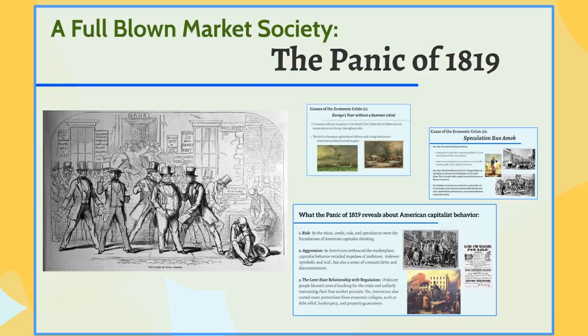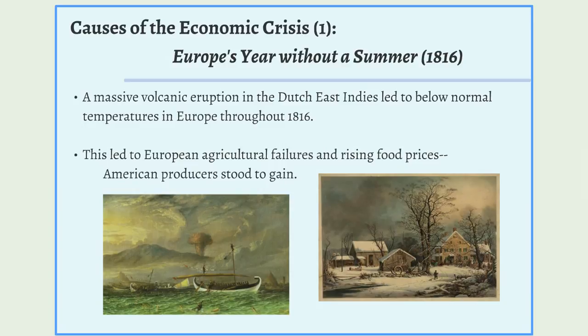Let me first set us up with the precise causes for this economic panic in 1819. It really begins in the year 1816. In that year, strangely enough, this has everything to do with a massive volcanic eruption in the Dutch East Indies. That volcanic eruption altered weather patterns that then affected temperatures across the European continent. Following that volcanic eruption, Europe experienced basically throughout that year really below normal temperatures.